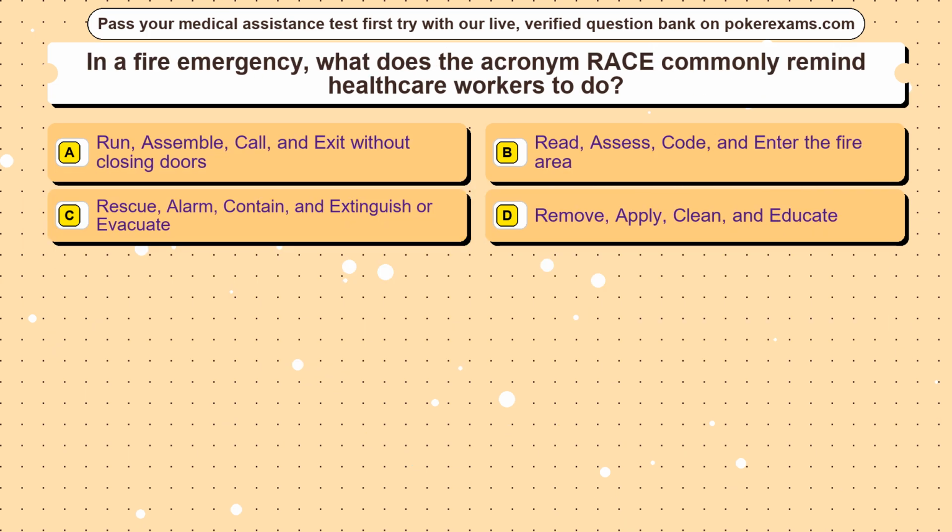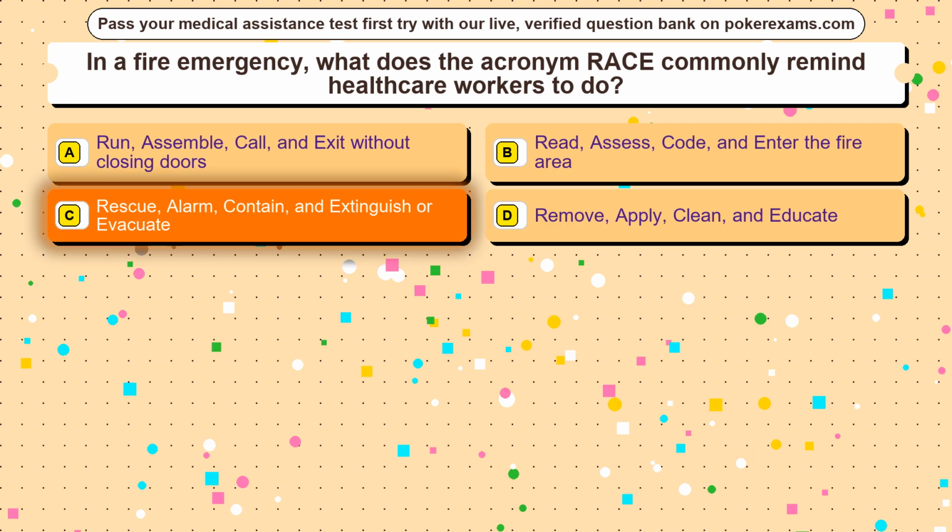Question 13. In a fire emergency, what does the acronym RACE commonly remind healthcare workers to do? Option A. Run, assemble, call, and exit without closing doors. Option B. Read, assess, code, and enter the fire area. Option C. Rescue, alarm, contain, and extinguish or evacuate. Option D. Remove, apply, clean, and educate.